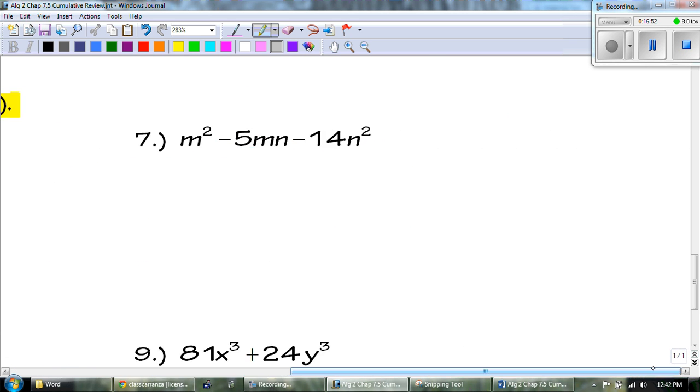Number 7. All right, is there a GCF for number 7? No. So I'm looking for numbers that multiply to get to negative 14 and add to get to negative 5. Yeah, it's going to be something with 2 and 7, but which one's negative? Yeah, the 7 is. Okay, now remember, there's no equal sign here. All right, so all we have to do is factor.